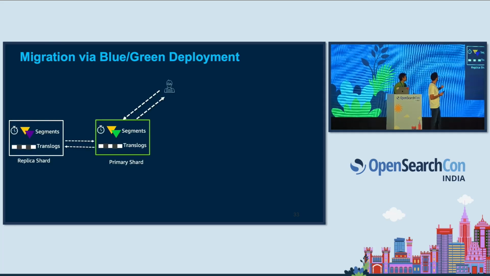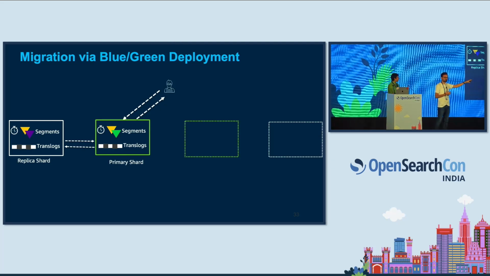Assume, again, two nodes, one is primary, one is replica, and this is document replication. In order to migrate this cluster to segment replication and remote-backed storage, we introduced 2 nodes. This is on the version which understands segment replication and remote-backed storage. This was on the older version. We introduced 2 nodes, and now we started migrating the primary shard, right?